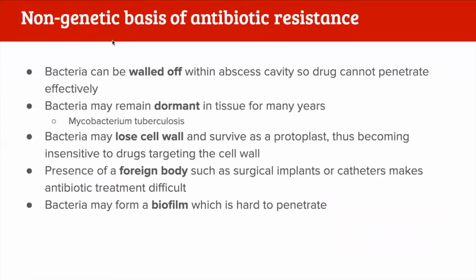There's also non-genetic bases of antibiotic resistance as well. So for example, bacteria can be walled off within abscess cavities, so the drug actually can't penetrate it. Bacteria may also remain dormant in tissue for many years. An example of this would be Mycobacterium tuberculosis, which can remain dormant. Bacteria can also lose their cell wall and survive as what's called a protoplast. And therefore it becomes insensitive to drugs targeting the cell wall. Presence of a foreign body such as surgical implants or catheters also makes antibiotic treatment difficult, and bacteria can also form a biofilm which is hard to penetrate.